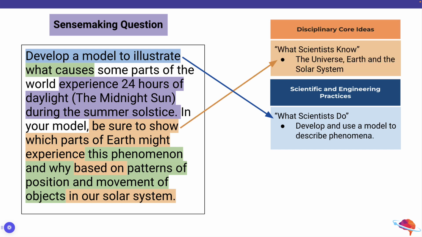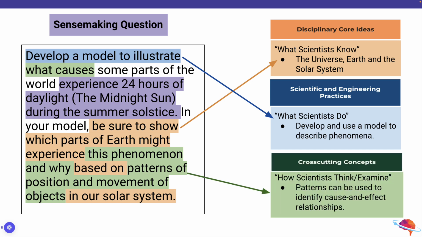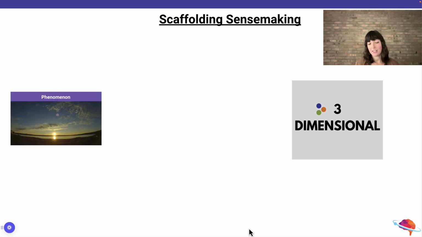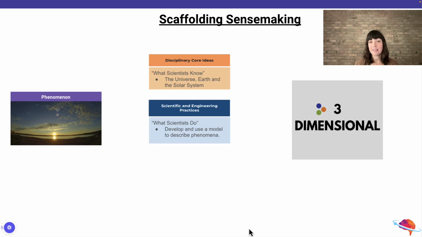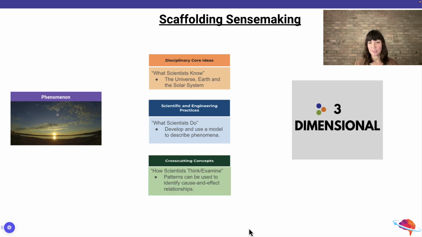Further, they must be sure to show which parts of the Earth might experience this phenomenon and why, based on patterns of the position and movement of objects in our solar system. By breaking down the question, we could clearly see how it leveraged the phenomenon and required students to engage in the DCI, SEP, and CCC dimensions of the NGSS performance expectation, making it truly three-dimensional.